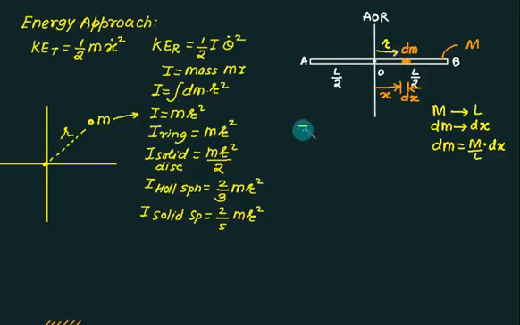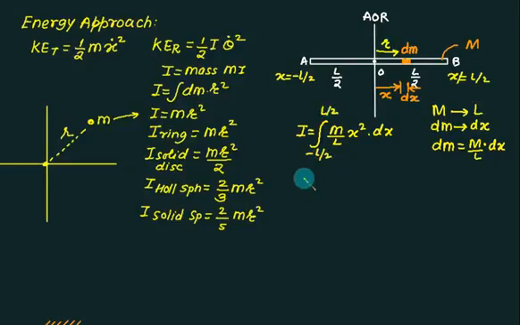So the moment of inertia is given by integral dm r square. dm is what? M by L multiplied by dx. And multiplied by r square. r square is x square. That is this quantity. And this rod has variation from A to B. Now since I fix my axis at this point, this one is x equal to 0, this quantity is x equal to minus L by 2, and this one is x equal to L by 2. So your limit is minus L by 2 to L by 2.